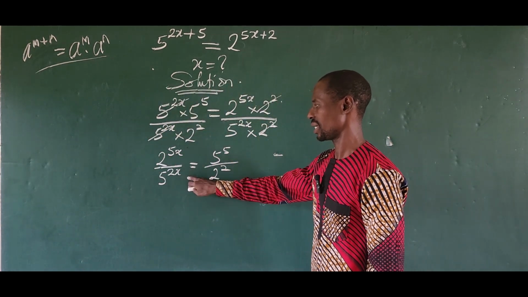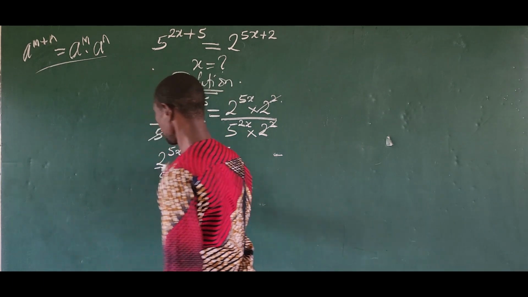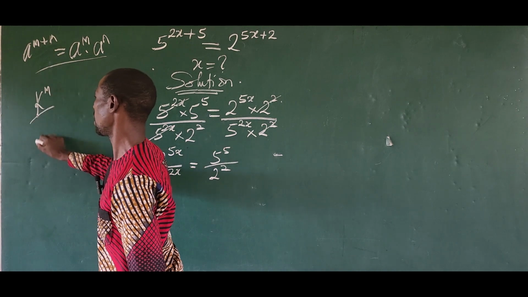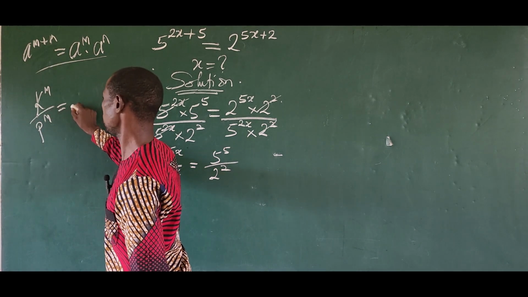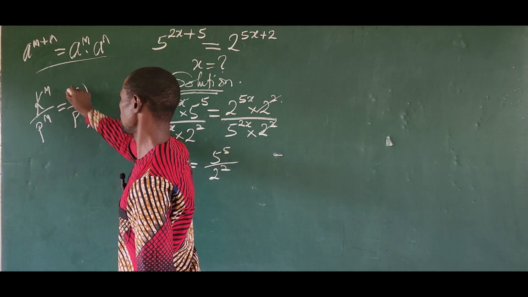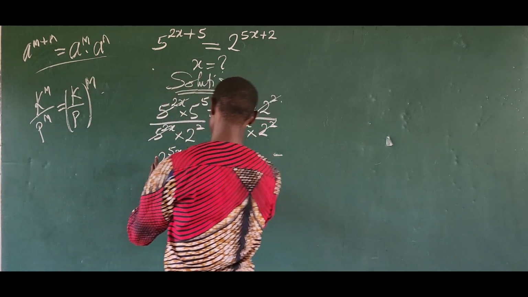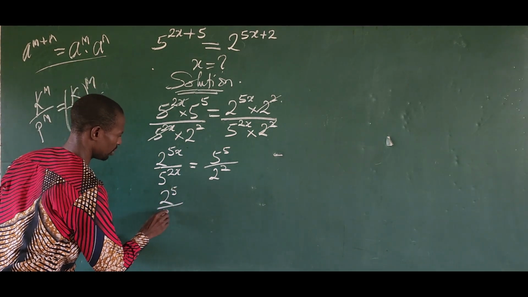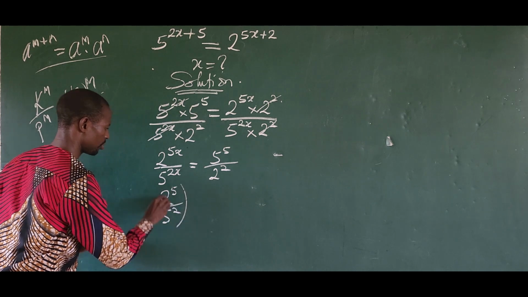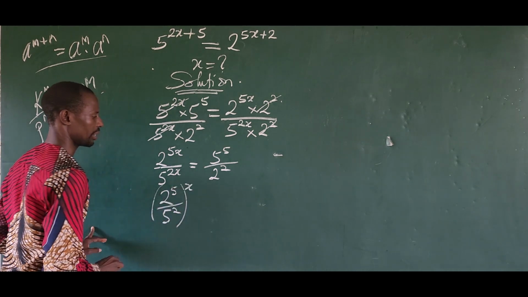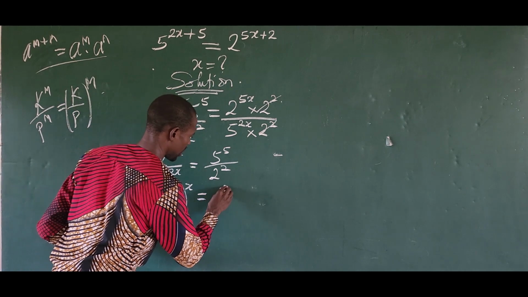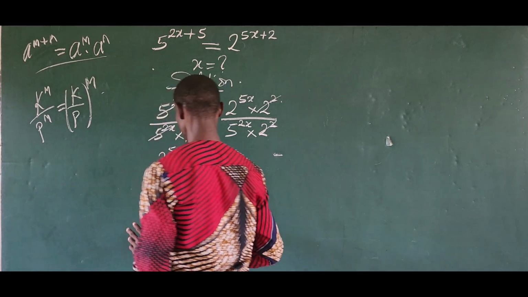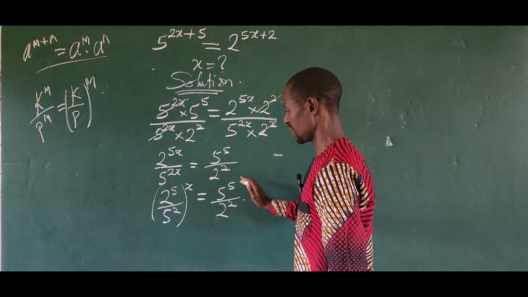Okay, so from here, look at this. We can bring out our x here, or we can rewrite this expression. We know that if you have k to the power of m all over p to the power of m, this is the same thing as k all over p all raised to the power of m. So with that, we can separate this. Separating this is going to give us 2 to the power of 5 all over 5 to the power of 2, all raised to the power of x here. This is equal to 5 to the power of 5 all over 2 to the power of 2. There is a reason why we still want to keep this in this format.